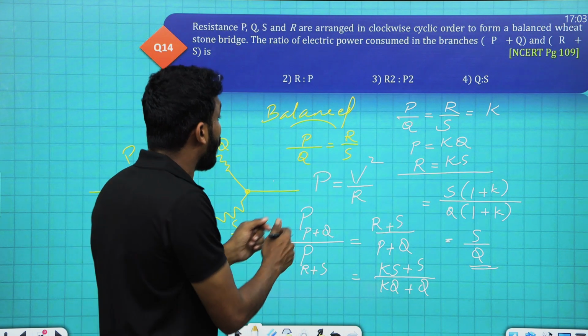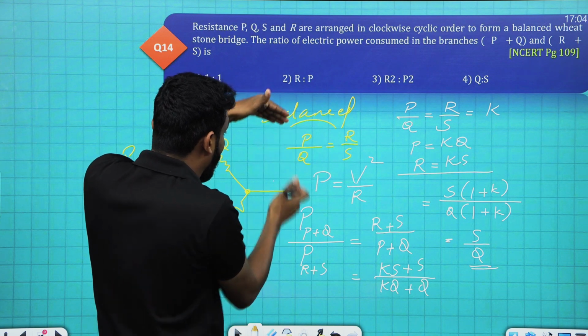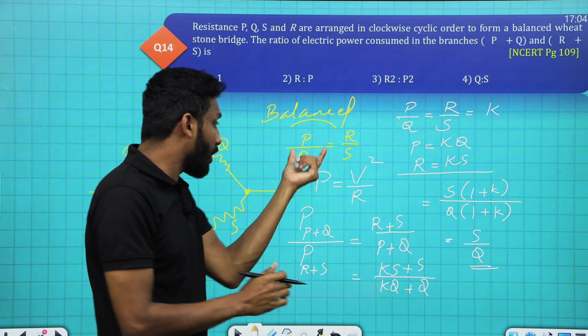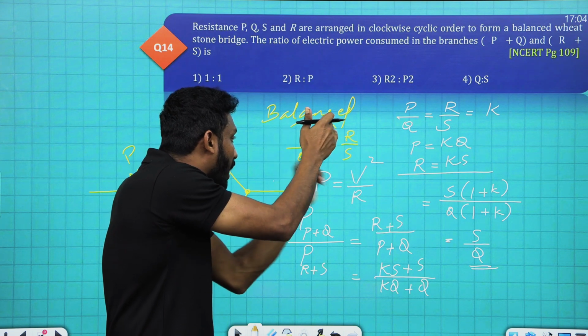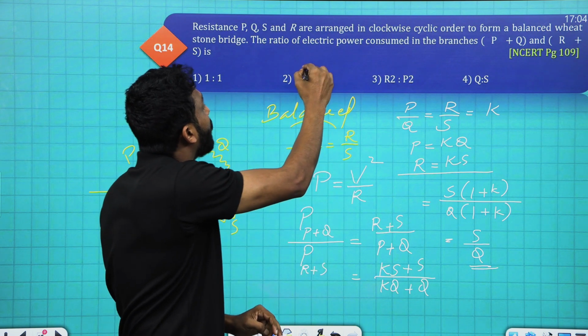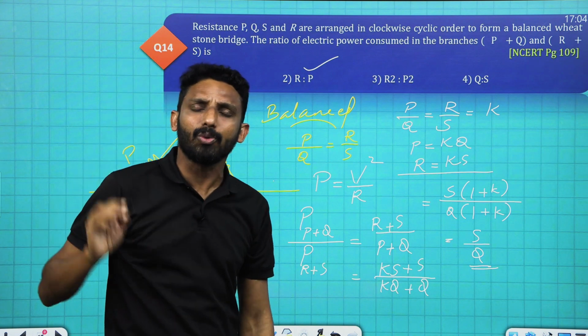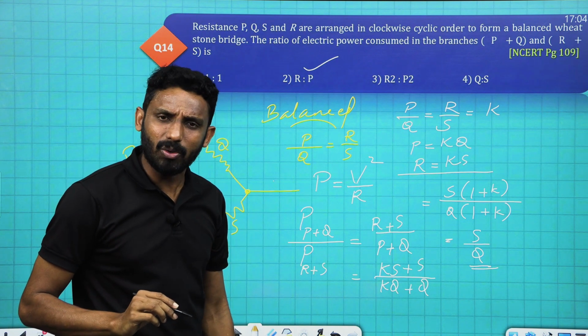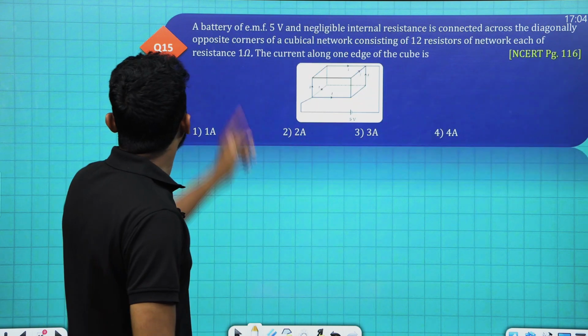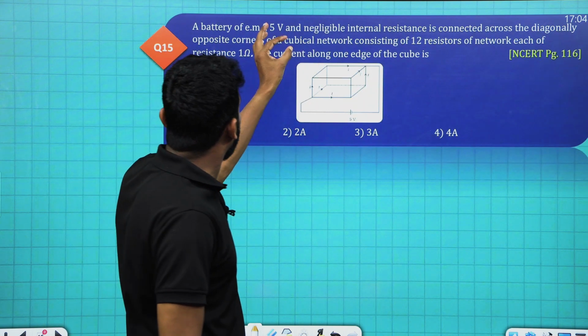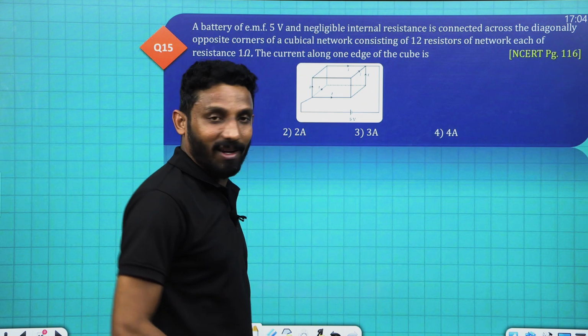Check what S by Q is. S by Q is equal to R by P. Look into this equation: S by Q is equal to R by P. R by P is here. The answer is option 2. Clear? Understood? Okay. The next question is, a battery of EMF 5 volt and negligible internal resistance.